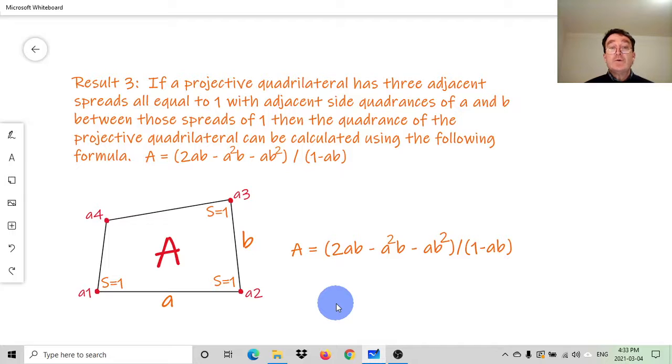Okay, so that's it. What I've demonstrated is that if we have a projective quadrilateral and at least one of the spreads in the quadrilateral is equal to 1, then we are able to calculate the quadria of the projective quadrilateral. And we had 3 different formulas depending on how many of the spreads were equal to 1 in the quadrilateral. Okay, that's the end of part 3.